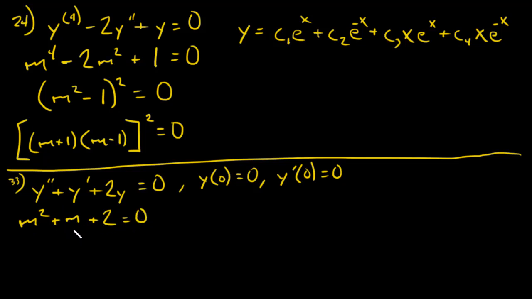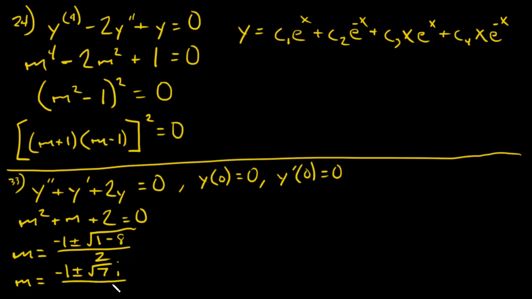And so when I work this out, it's going to be b squared minus 4ac. It's definitely going to be negative, which is going to be complex. So let's go ahead and work it out. We're going to get m is equal to negative 1 plus or minus the square root of 1 minus 8, over 2. So m is going to equal negative 1 plus or minus root 7 i over 2. And that's it. So my alpha is this part right here, negative 1/2, and my beta is this part right here, equals root 7 over 2.